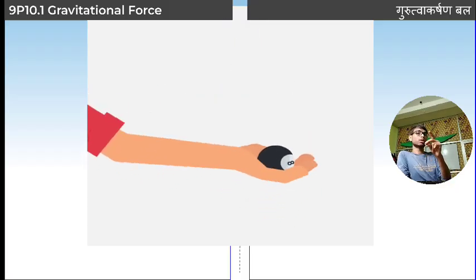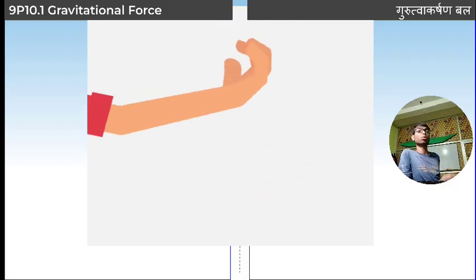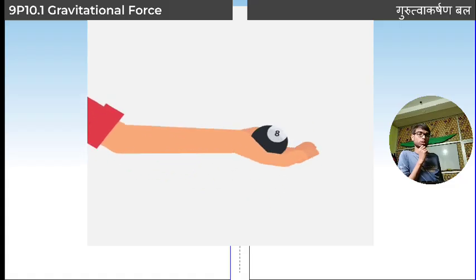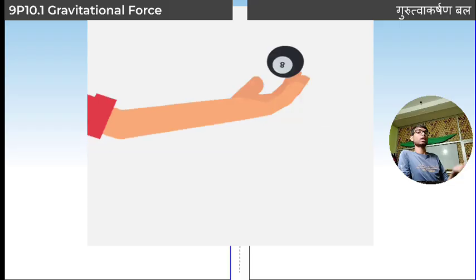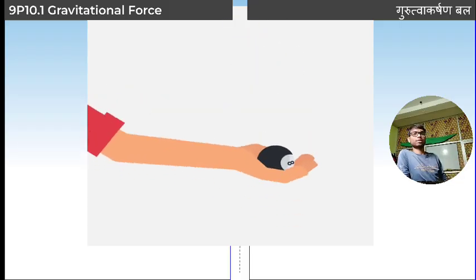In this case, he is not pulling or pushing. It is applying upward force, you can say. This is applying upward force.